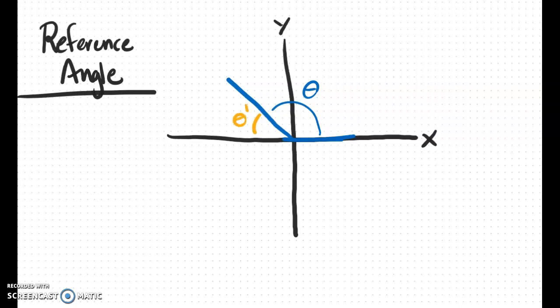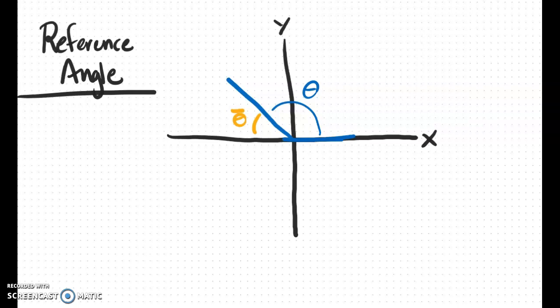And it's indicated by this notation. I want to make sure I use the correct notation our book uses. Some books use a single quote and call it theta prime. Our book uses theta with this little line above it to indicate the reference angle. So that's our reference angle.